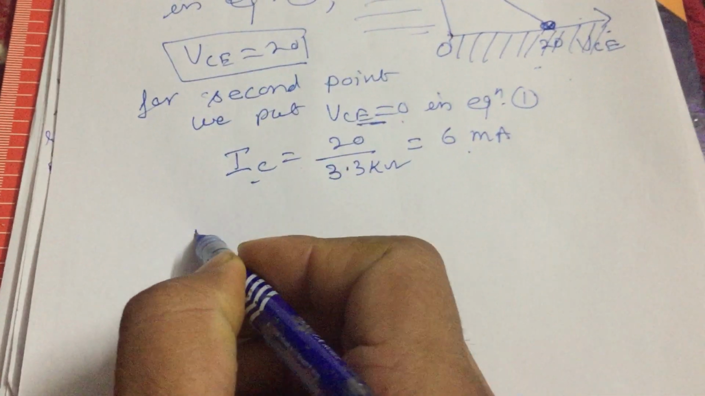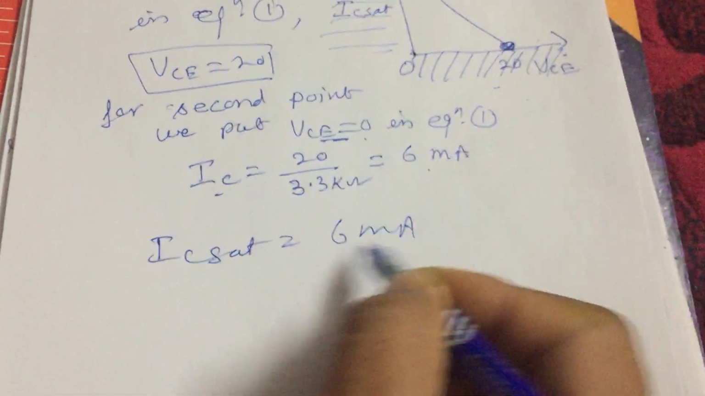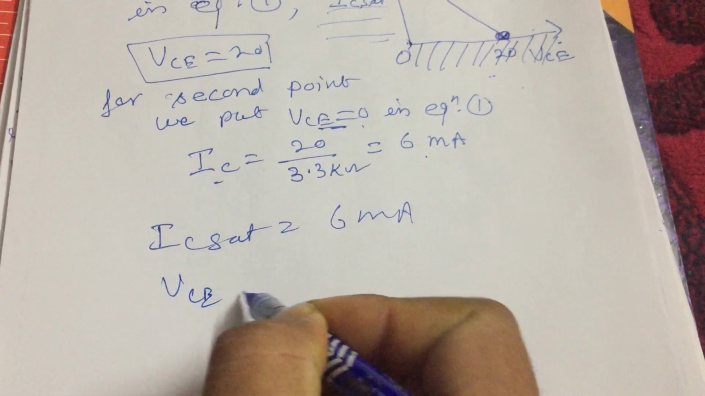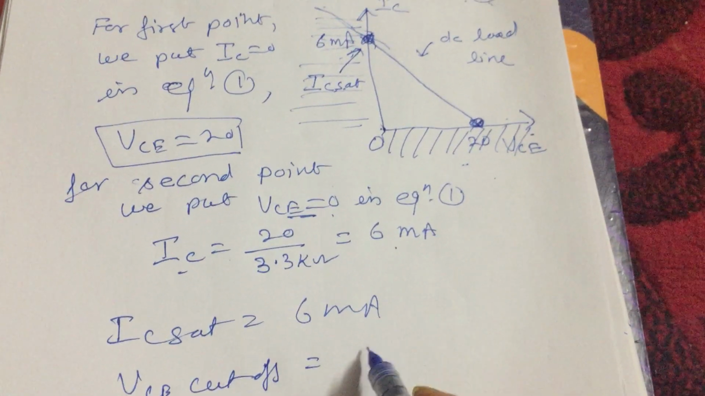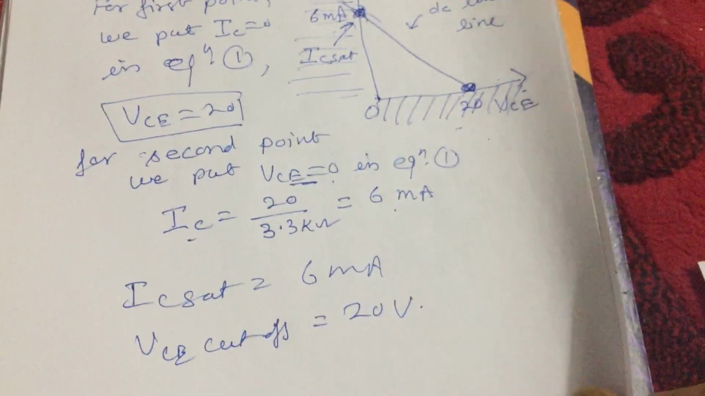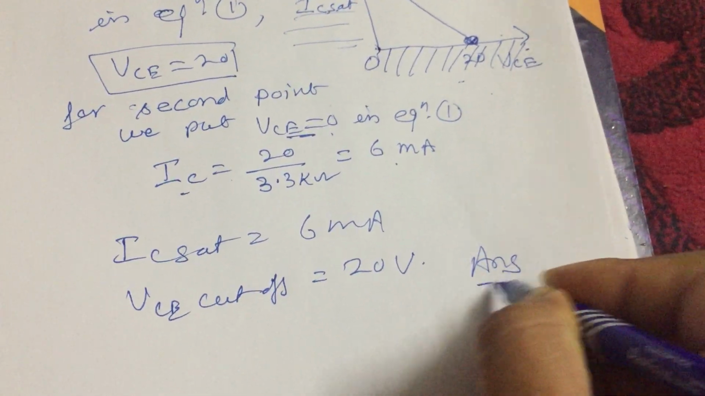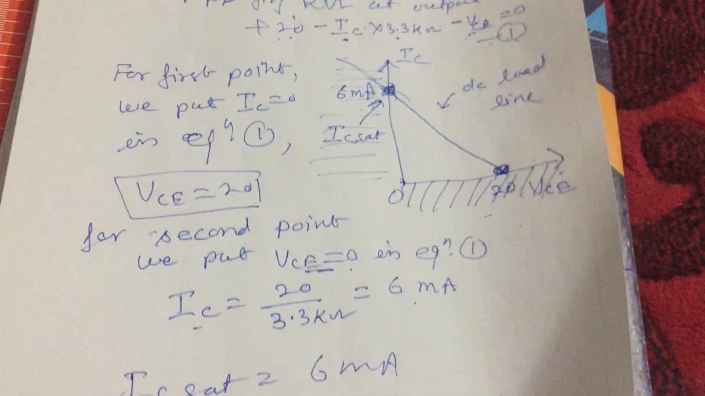So IC saturation, what is this? It is 6 milliampere. VCE cutoff, what is VCE cutoff? It is again 20 volt. Okay, that is the answer. Now we go to the next numerical problem.